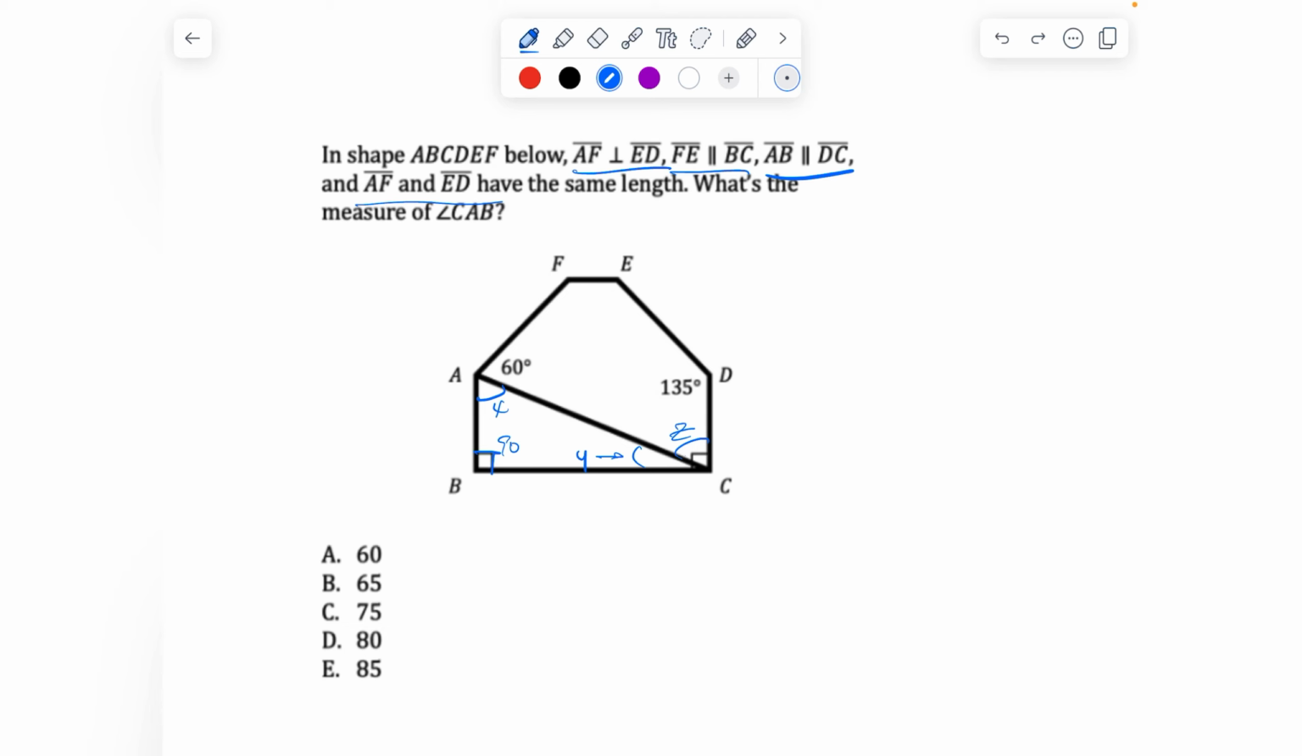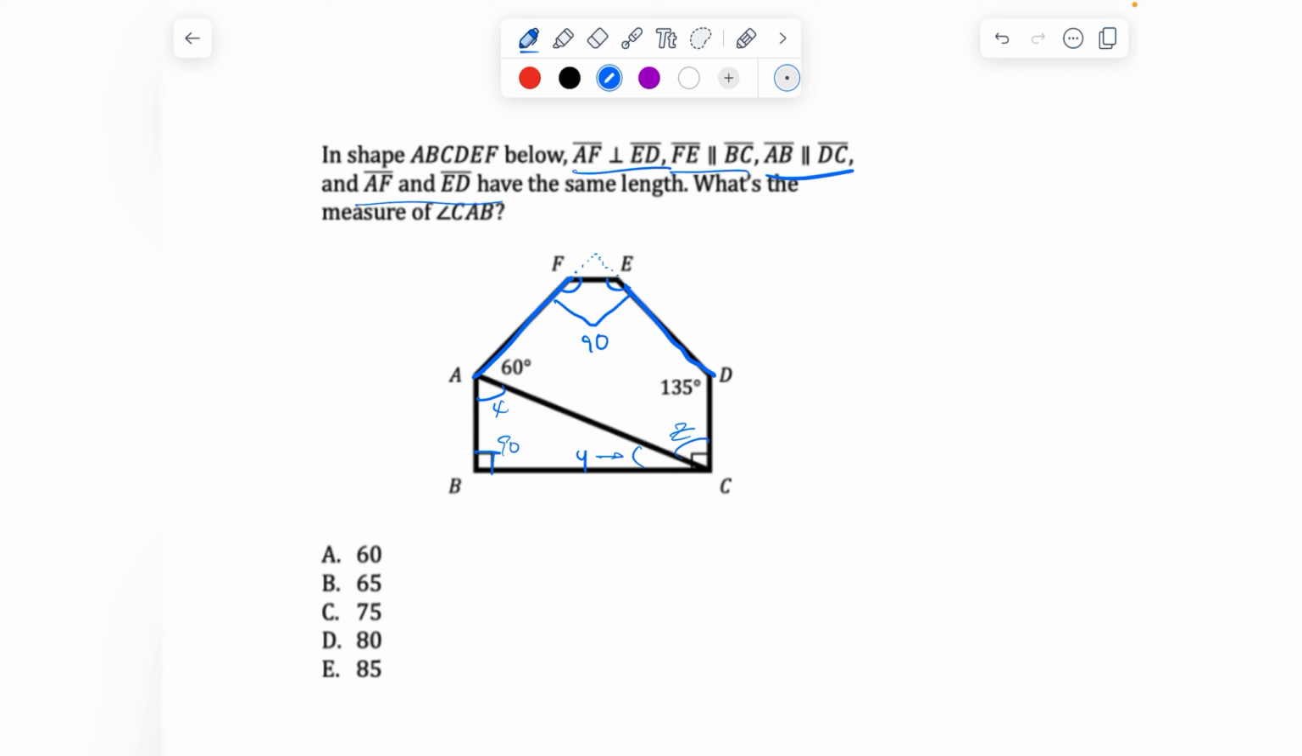Working backwards. Knowing what I know, it says AF is perpendicular to AD, to ED. What that tells me is that these two form a right angle, which means this entire thing right here is 90 degrees. So it doesn't really matter what this F angle and E angle are. The whole thing here is 90 degrees. So I can just model it as one big angle, okay?